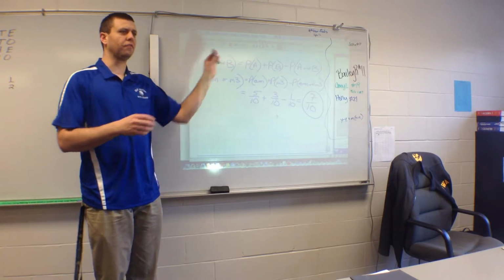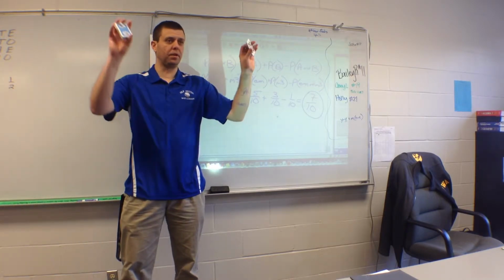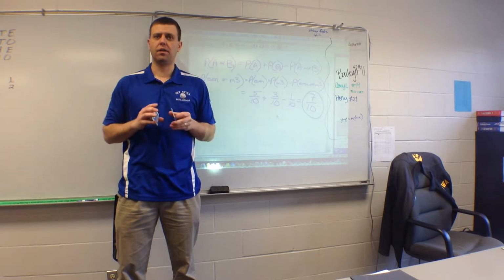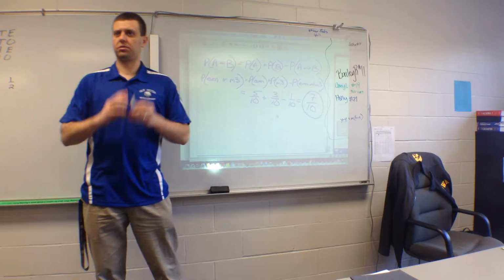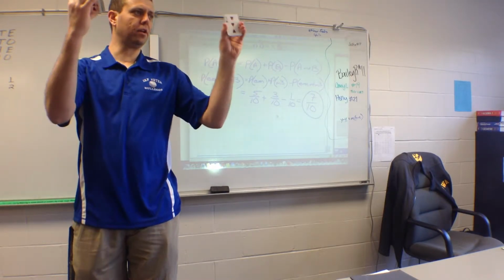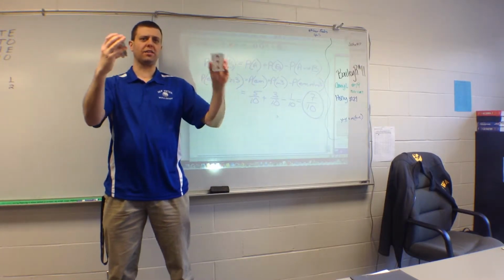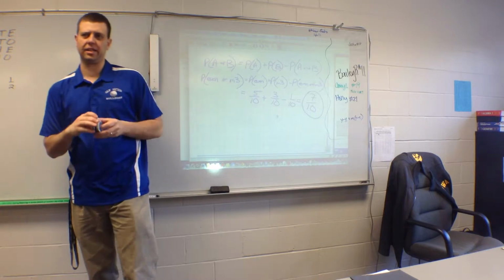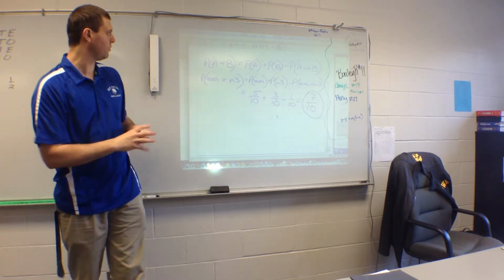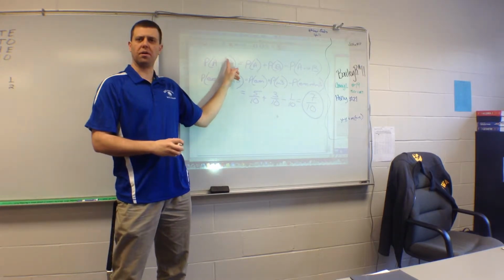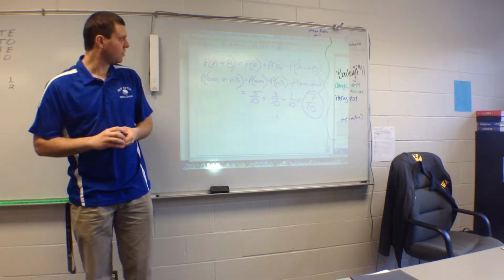So an example of using this. What is the probability of you drawing a red card or an ace? Don't just blurt out the answer. Tell me how you would get to that answer using the formula. What's the probability of you drawing a red card or an ace? Jake, you want to give it a shot?